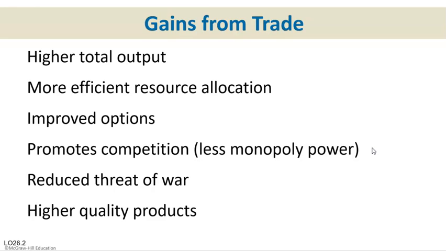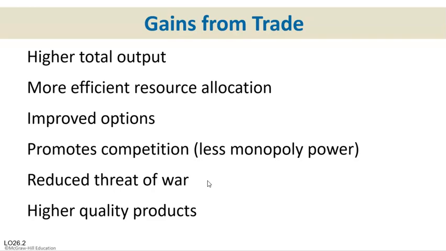Monopoly power means there's only one seller or a few sellers, and they're able to raise the price and increase their own profits, and that's less efficient. So the more countries that are making the good, the more sellers there will be, the more competition there will be. This is a much better thing for society when there's more competition. The next gain from trade is a reduced threat of war.